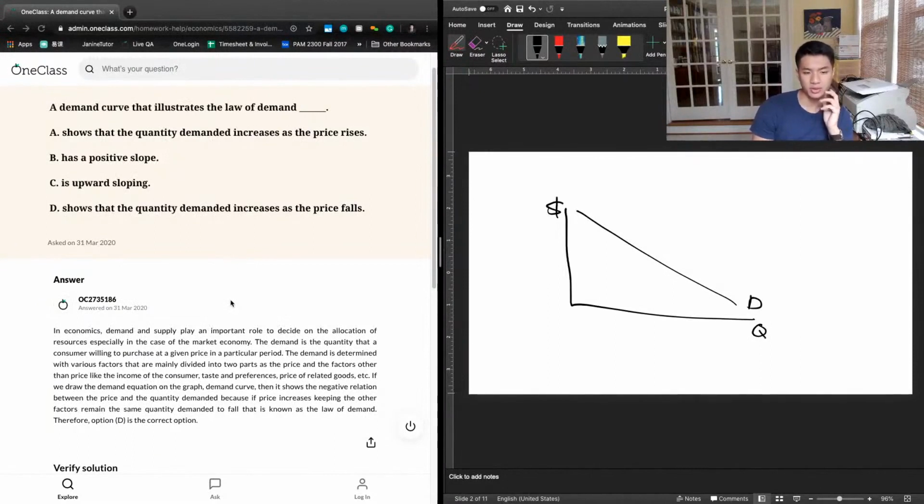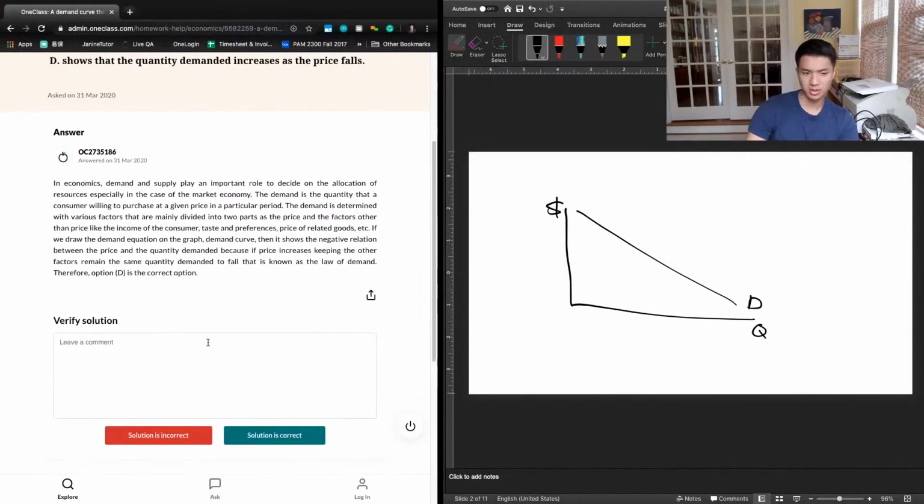If we draw the demand equation on the graph, the demand curve, then it shows a negative relationship between the price and the quantity demanded, because if price increases, keeping the other factors remaining the same, quantity demanded falls. That is known as the law of demand. Therefore, option D is correct option.